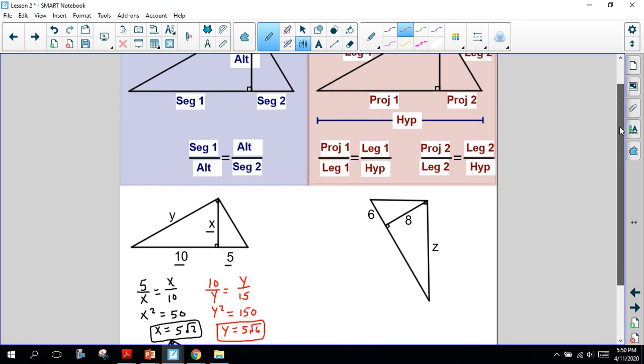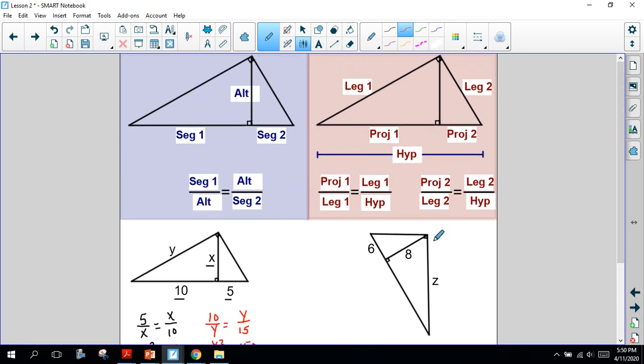So here we go. Taking a look at my next one here. I've got the altitude, so I'm determining, can I use one of these? Well, the altitude is a geometric mean between the segment of 6 and this segment here. Okay, I could use it, but that's not helping me find z. The other one, the leg of Papa Bear: well, z is a leg. Z is the geometric mean between the projection and the entire hypotenuse. That's two more unknowns there, so that's not going to help me so much.